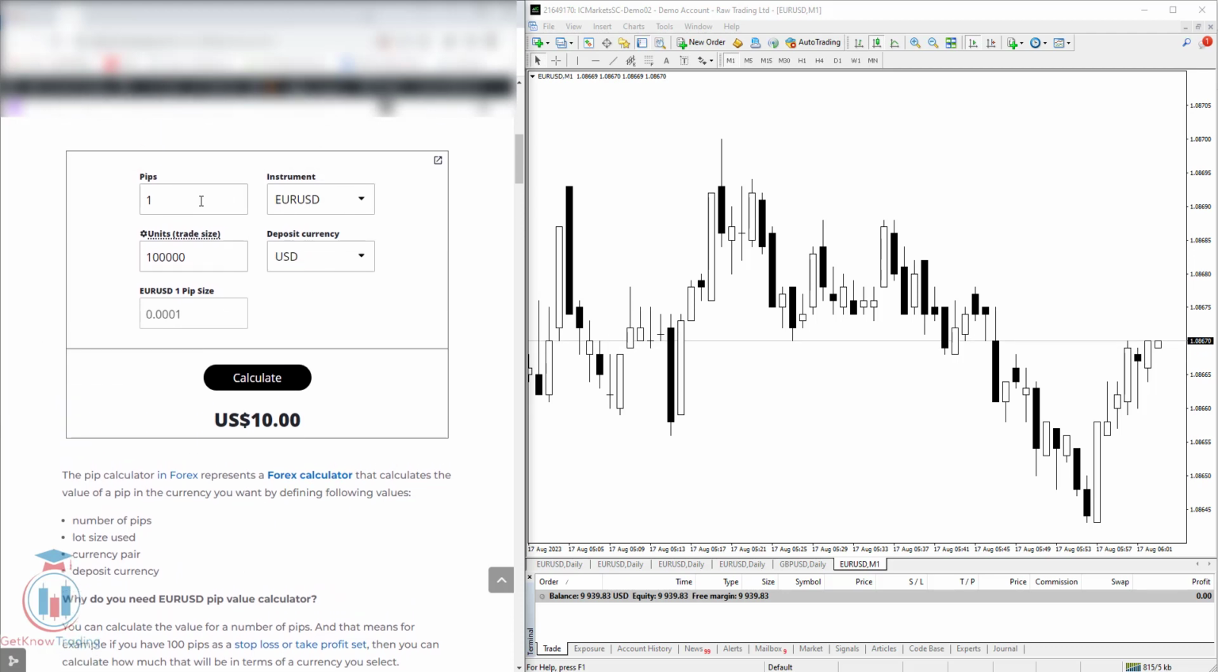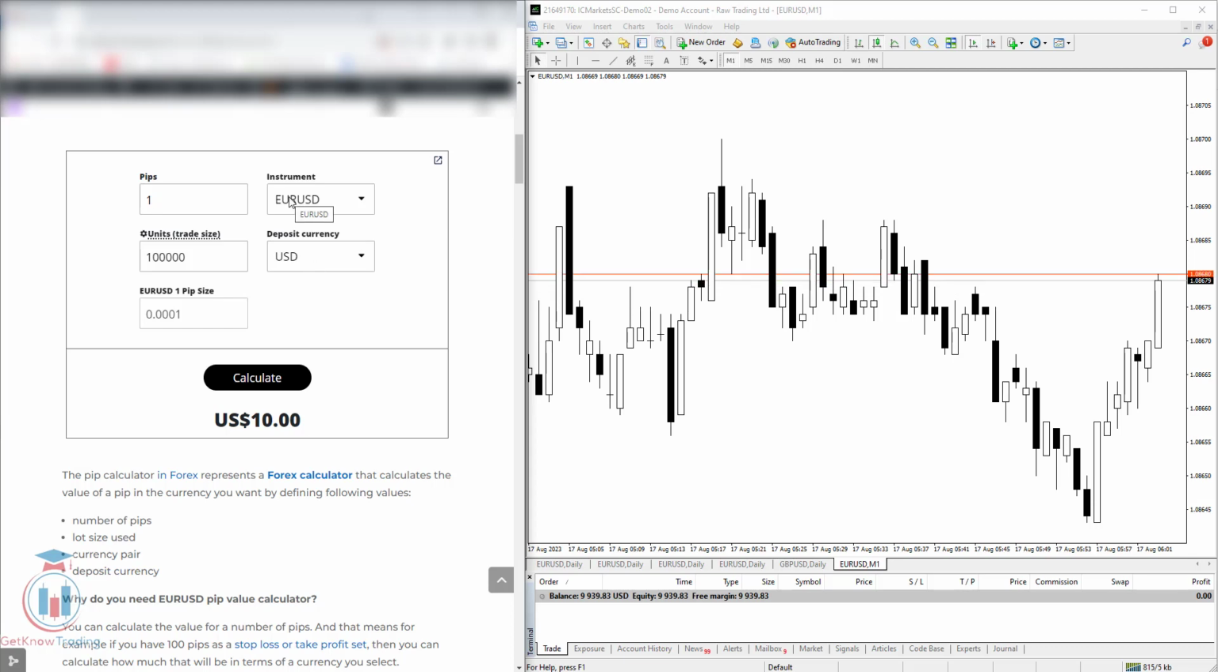This field where you can see is the number of pips, where you set the number of pips that you would like to calculate. In this case, I have put 1, which means I would like to know what is the pip value for 1 pip with the EURUSD, where I have deposit currency equal to US dollar. When you click calculate, you get that 1 pip is equal to $10 with the deposit currency, which is USD.